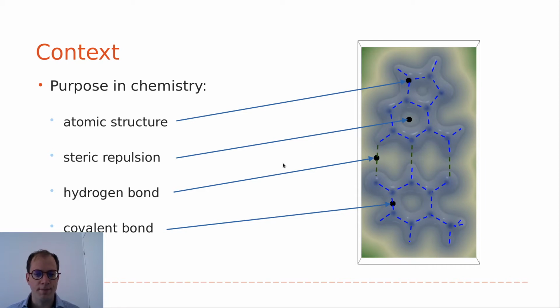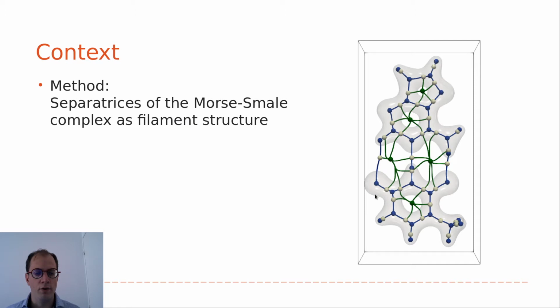Here you can see a simulation of the A and T bases from the DNA and how they pair themselves. Chemists are especially interested in locating the covalent and hydrogen bonds between atoms and measuring the steric repulsion effects inside the molecular cycles. In the following, we will focus on a dataset that simulates this particular molecule. I will show you how to use the Morse-Mel complex separatrices to extract the filament structure.